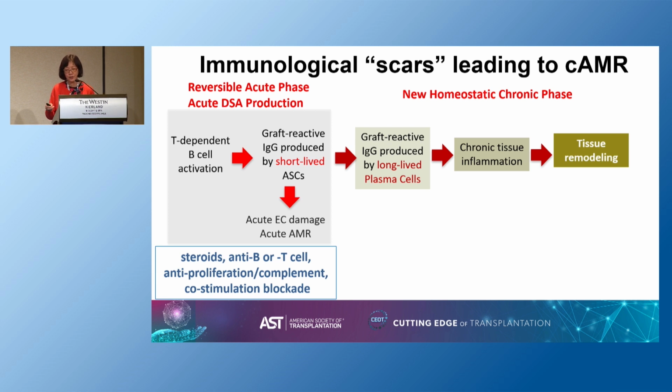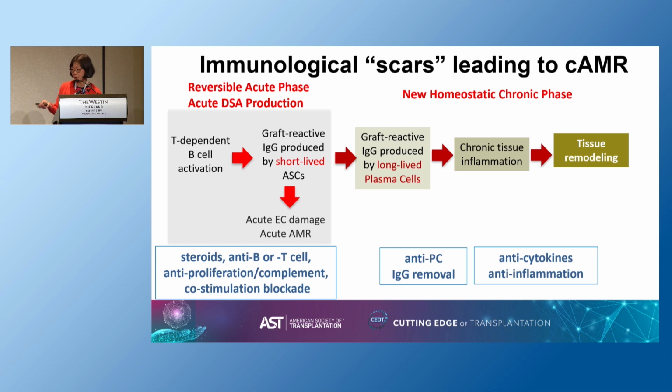And so one can imagine that in this chronic phase, you need to add reagents such as those that target these long-lived plasma cells, and perhaps consider better versions of plasmapheresis or IDs that result in long-term, or at least short-term, IgG removal. And then for chronic inflammation, as Dr. Shinchak has discussed, reagents targeting cytokine receptors. So generally, targeting molecules that drive tissue inflammation and remodeling.